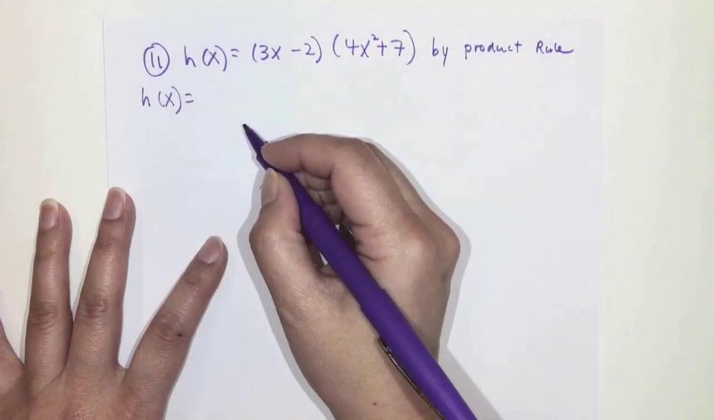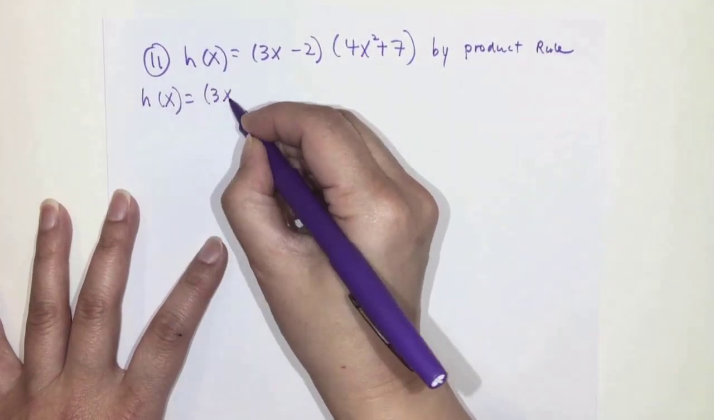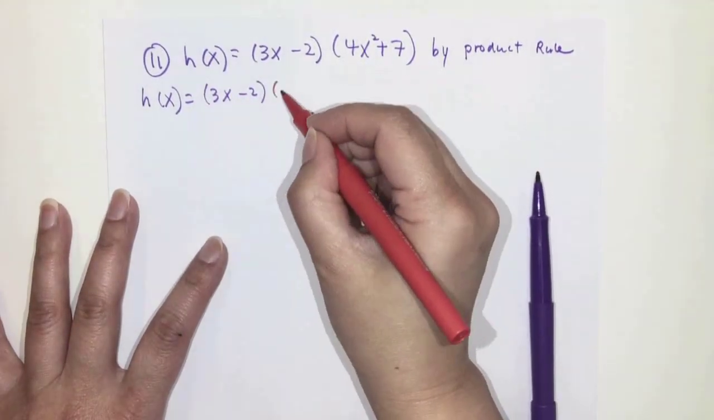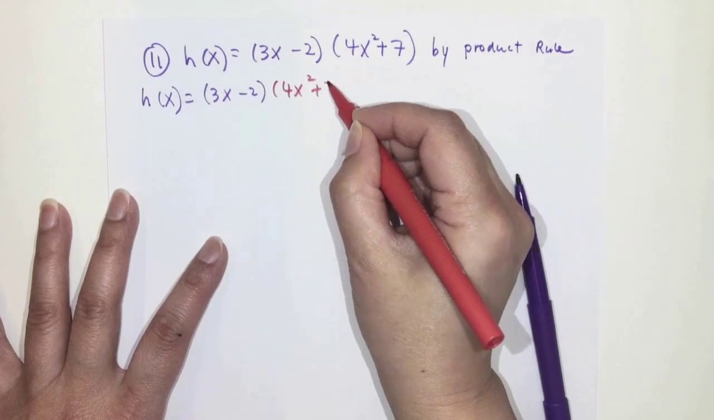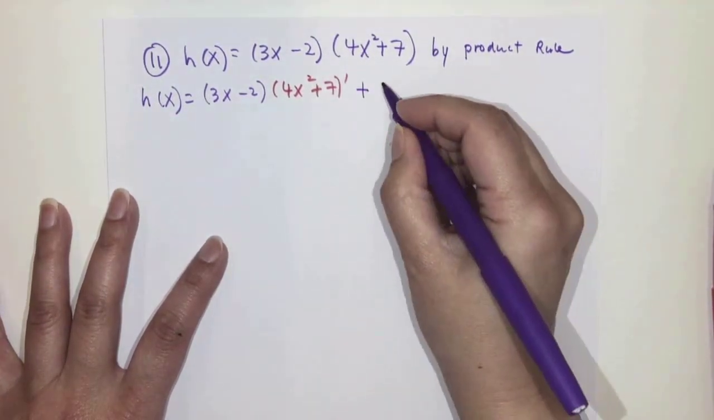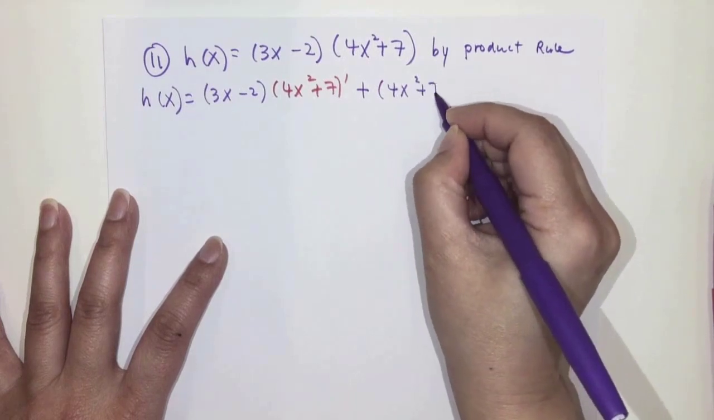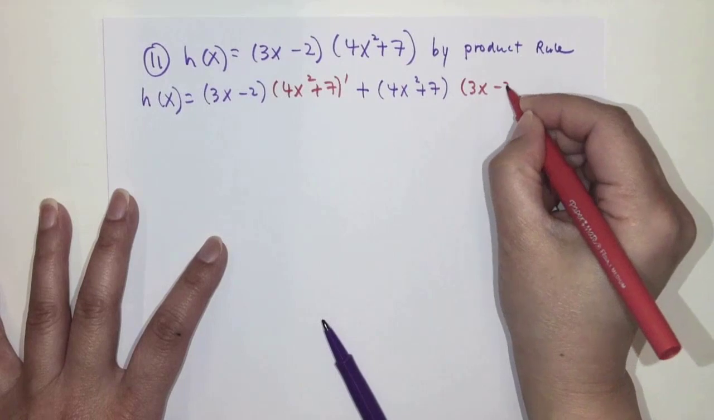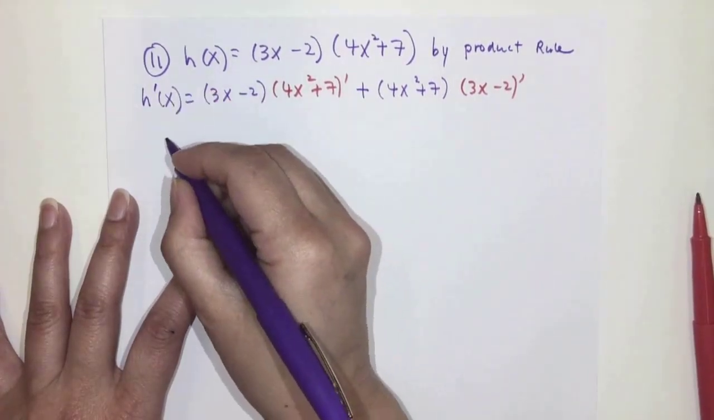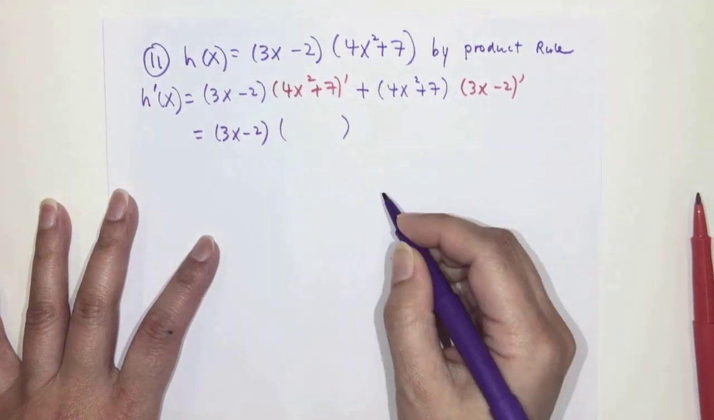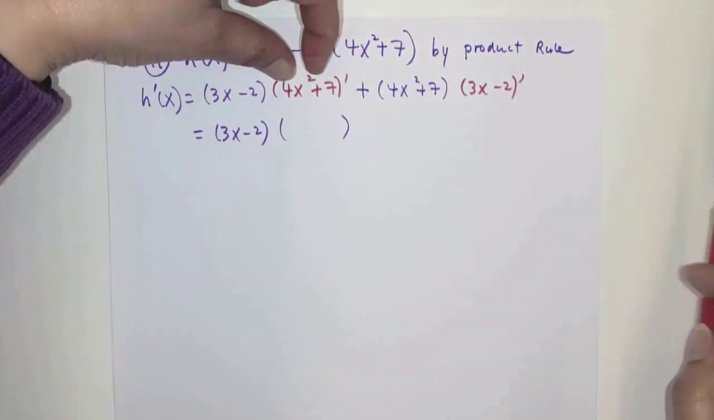So this one, the product rule says you write down the first term, take the derivative of the second term, and then this time is going to be addition. Write down the second term, take the derivative of the first part. This is x prime of x. So we have 3x minus 2, taking the derivative of this part, that would be 4 times 2, right?